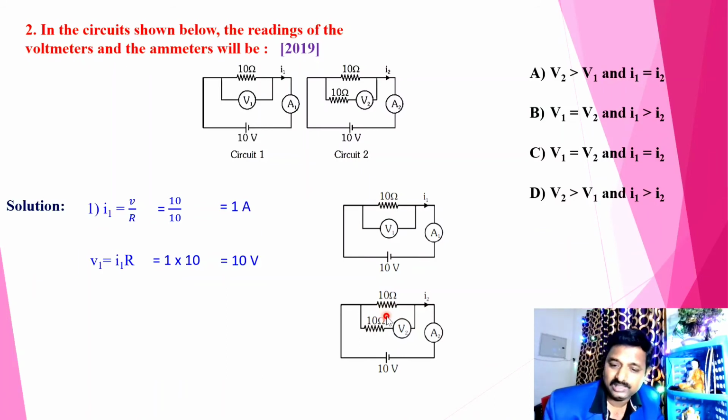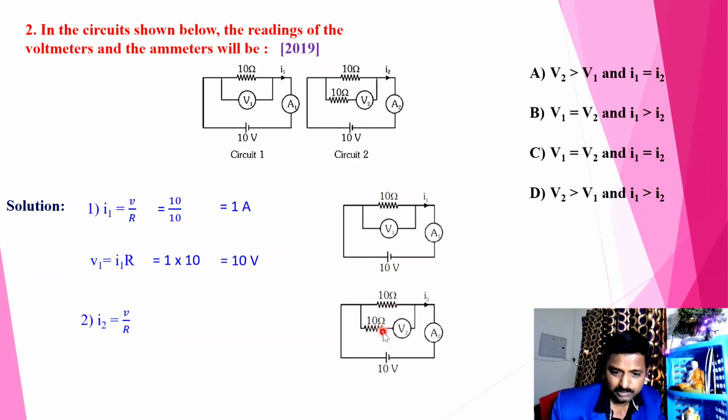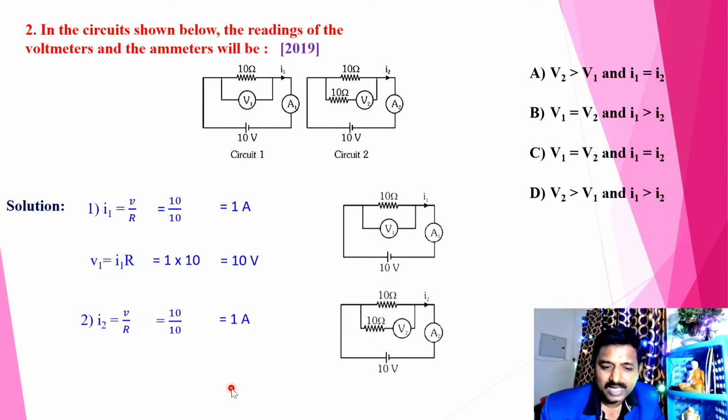So here we have to calculate current and voltage. First we will calculate I2. From Ohm's law, I2 is equal to V by R. In the place of V, 10 volt, and in the place of R we have to take only 10 ohm. Why? Because in the below 10 ohm there is no current flow. Because this V2, that is the voltmeter, has high resistance which won't take any current from the circuit. So we have only one resistor, that is the above one, 10 ohm. So R will be 10 ohm and V is 10 volt. So we will get 10 by 10, that is equal to 1 ampere.